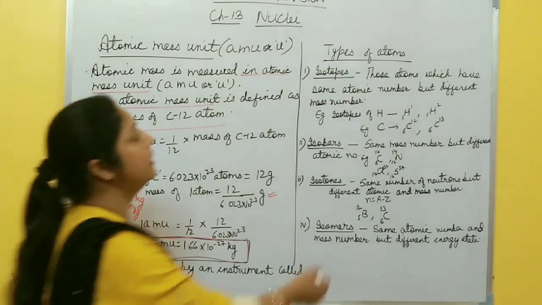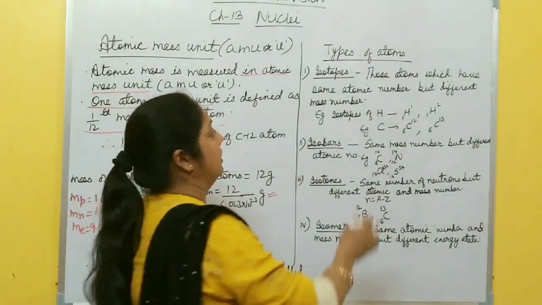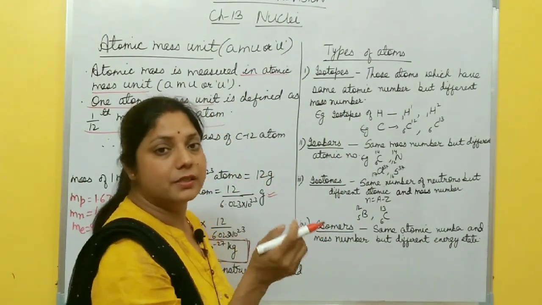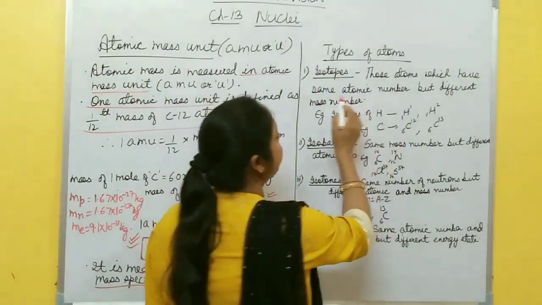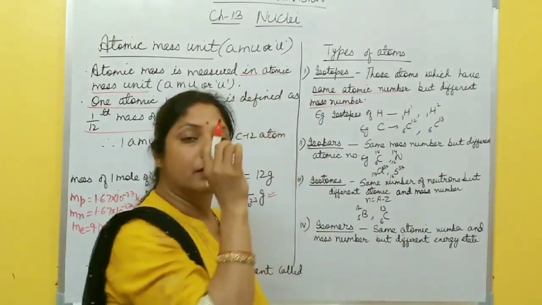Now after this, there are different types of atoms, or you can say nuclei. The first one is isotopes. Isotopes are those atoms having nuclei which have the same atomic number but different mass number.